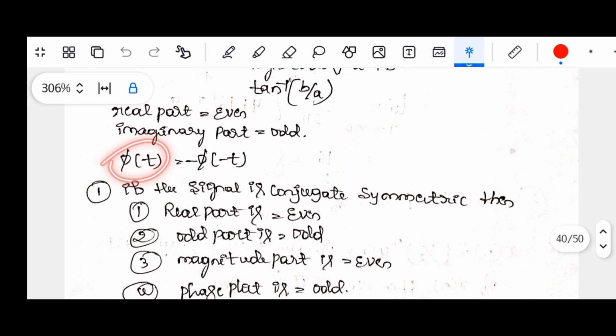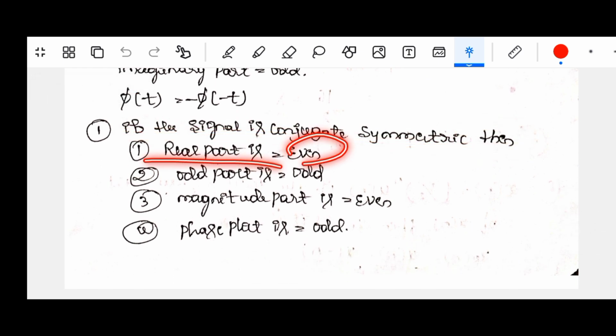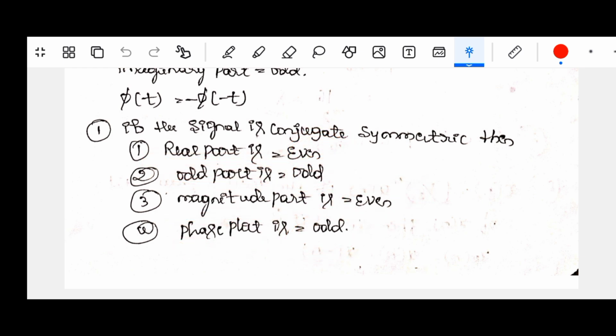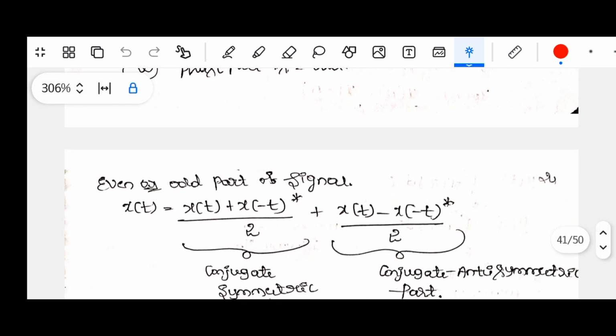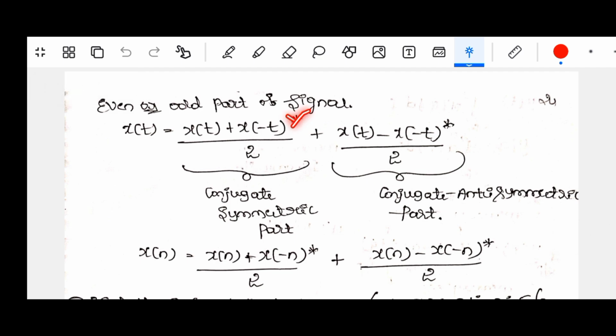Phi of t is equal to minus phi of minus t, which is also defined as the phase. Next, if the signal is conjugate symmetric, then the real part is always even, the imaginary part is always odd, the magnitude plot is even, and the phase plot is odd. Even and odd parts of a conjugate: x of t is equal to x of t plus x of minus t conjugate divided by 2, plus x of t minus x of minus t conjugate divided by 2.